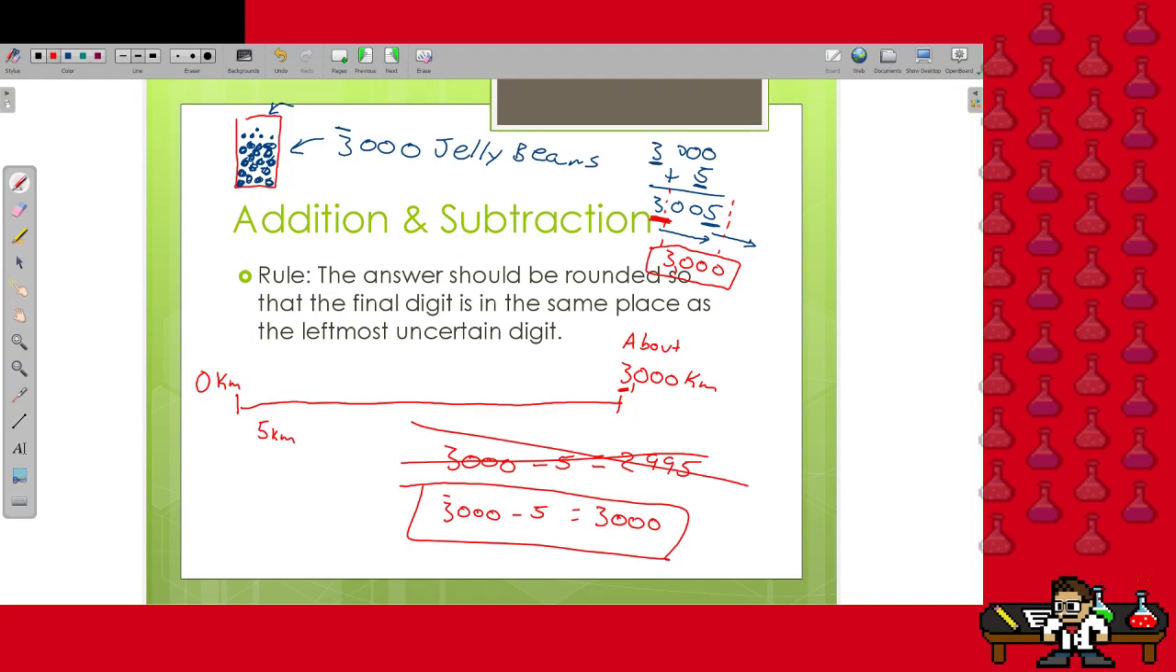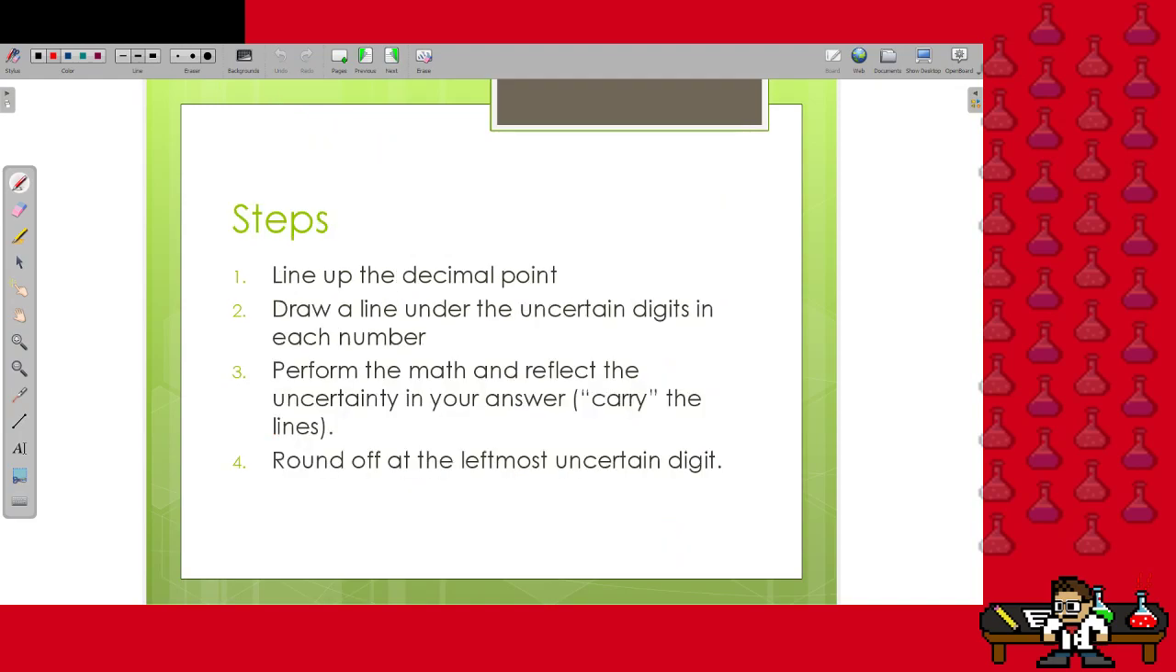Let's take a look at a step-by-step approach, if you're somebody who is a little bit better with algorithms or step-by-step ways of looking at these types of things. A step-by-step way to look at these addition and subtraction rules.